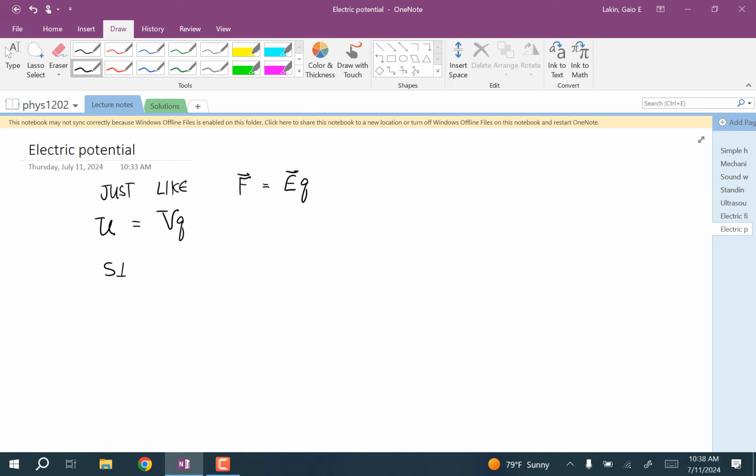The SI units for the electric potential are joules per coulomb, but we give that its own name. That's volts, and that's something that's going to be a very big deal as we talk about electricity.